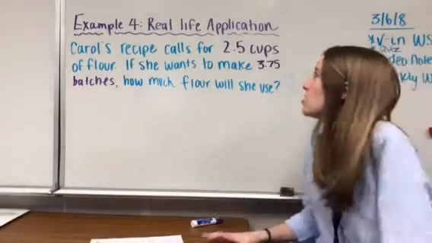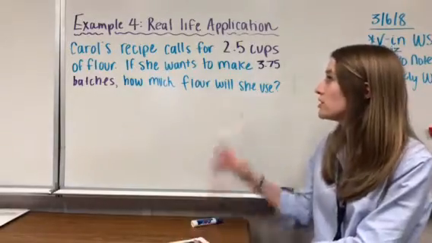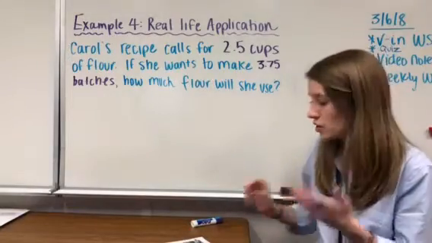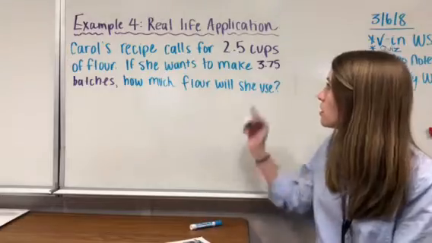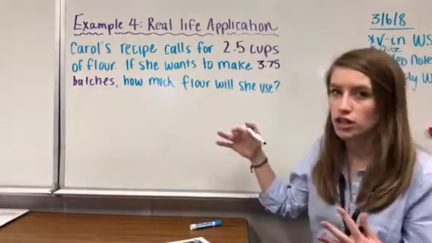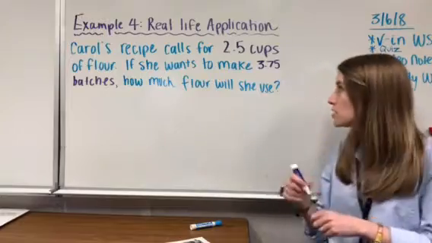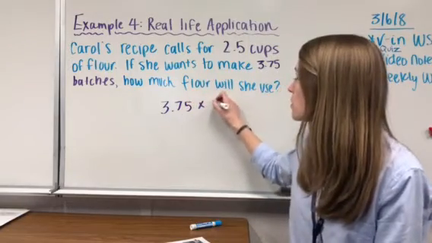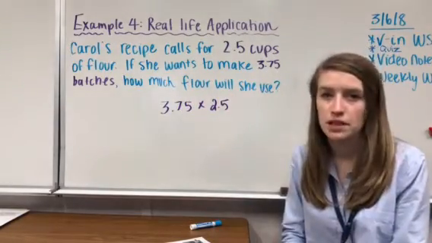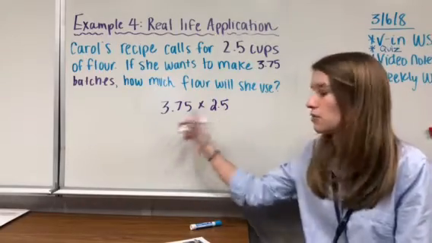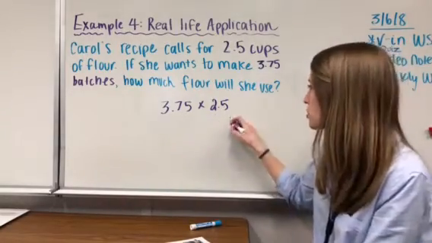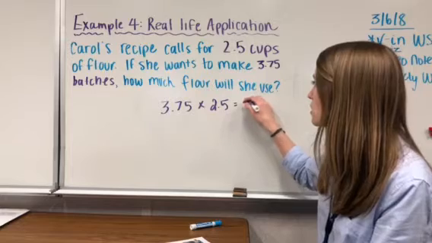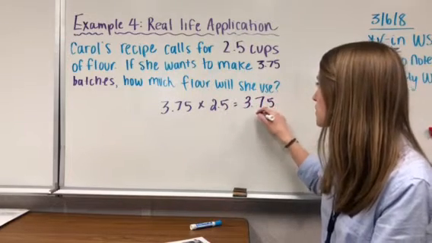All right, Carol's recipe calls for 2.5 cups of flour. If she wants to make 3.75 batches of cookies, how much flour will she use? So, important word here, if she wants to make 3.75 batches of cookies, of always means multiplication. So I want 3.75 of 2.5 cups. Or in other words, I want 2.5 cups of flour 3.75 times. So this is just multiplication here. Again, we need to make sure here though that we're lining up our right side, not our decimals again.